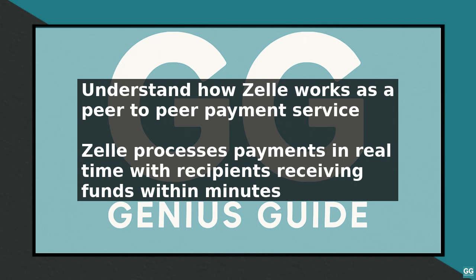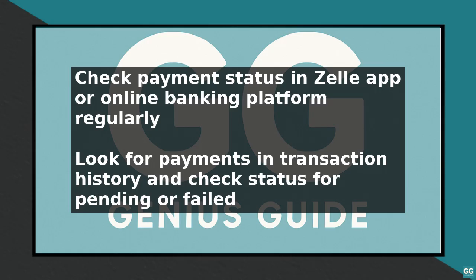First, check the payment status in your Zelle app or online banking platform. Look for the payment in your transaction history and check its status. If the payment is pending, it may be due to the recipient not being enrolled in Zelle or the payment being under review. If the payment has failed, check for any error messages that may indicate the reason for the failure. Next, ensure that the recipient's information is correct.